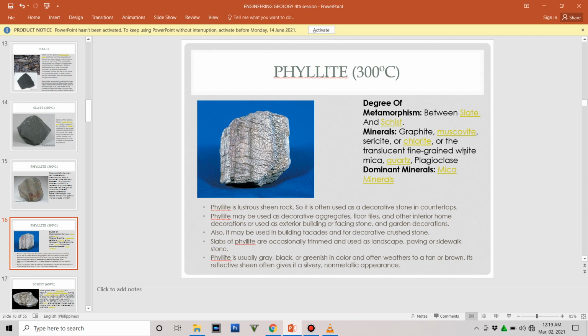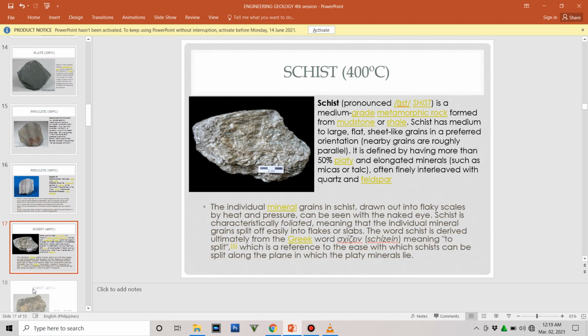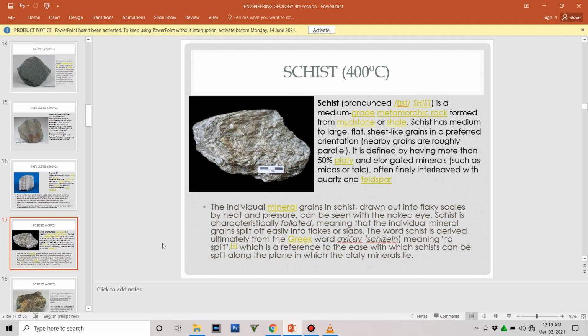So aside from the usual color, it could be a reflective sheen, often gives a silvery, non-metallic appearance. Okay, para siyang silver. Okay. And then from that, we have the schist.